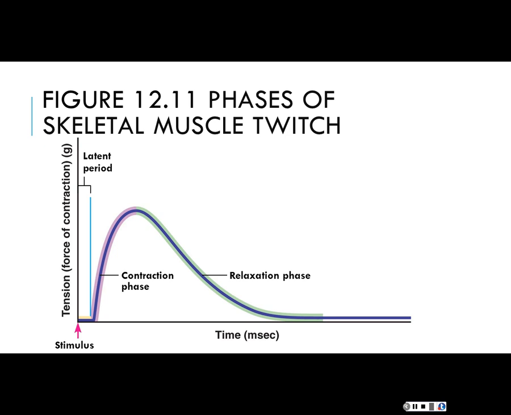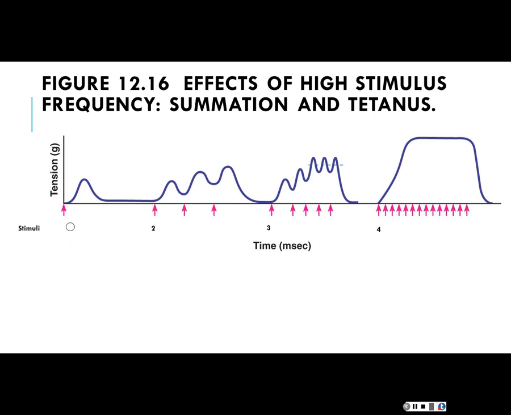Again, this is a single muscle cell. Okay, are our muscle organs made of single cells? No. All right, so it's obviously going to be more complex if you look at an entire muscle organ. Okay. Any questions about the phases of a twitch? And so the question is, well, how can we talk about this? You could look at increasing stimulus, a single twitch. We went through the latent phase, contraction, relaxation.